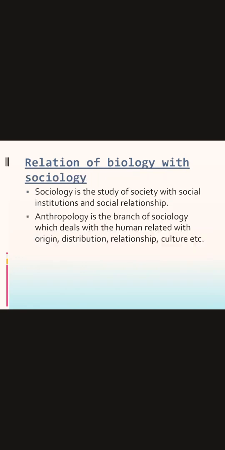And the next one is the relationship of biology with sociology. Sociology is the study of society with its social institutions and social relationships. Here we also think about ecological balance. These also relate to social relationships or society. And anthropology is a branch of sociology which deals with humans related to origin, distribution, relationship, culture, etc.